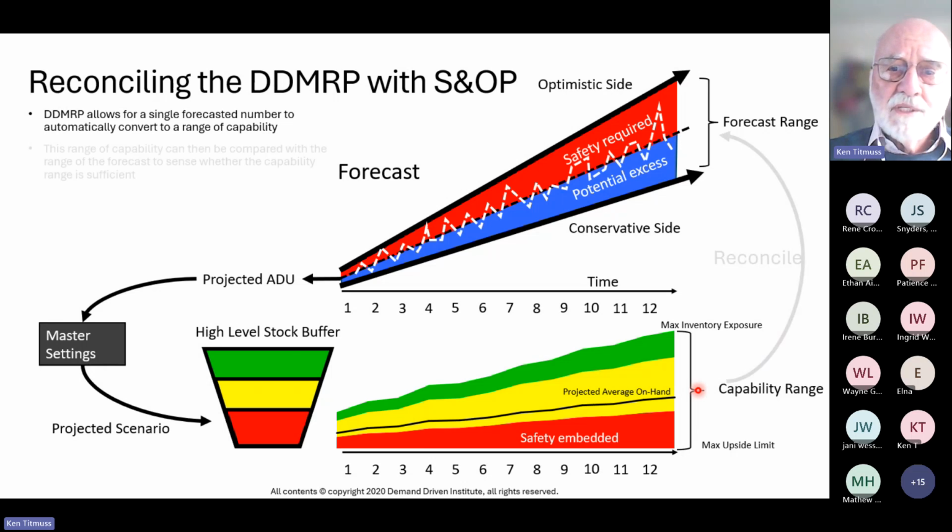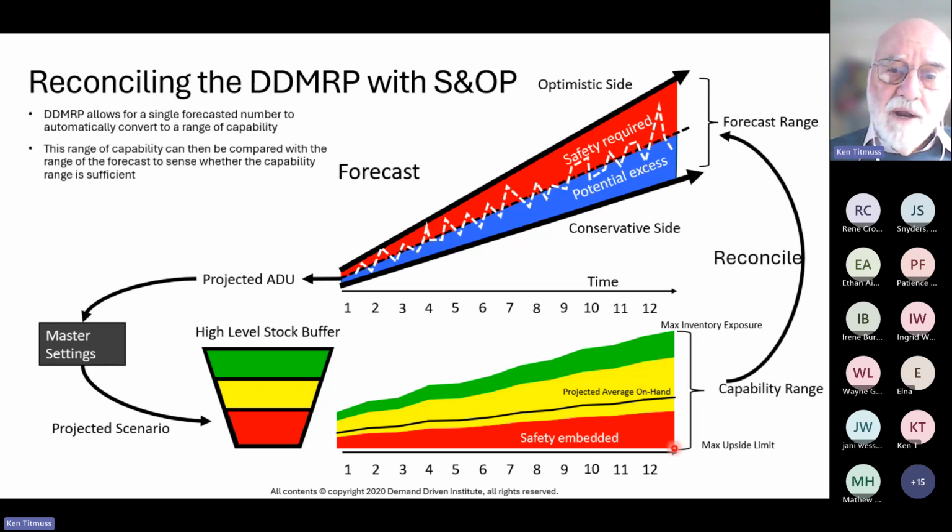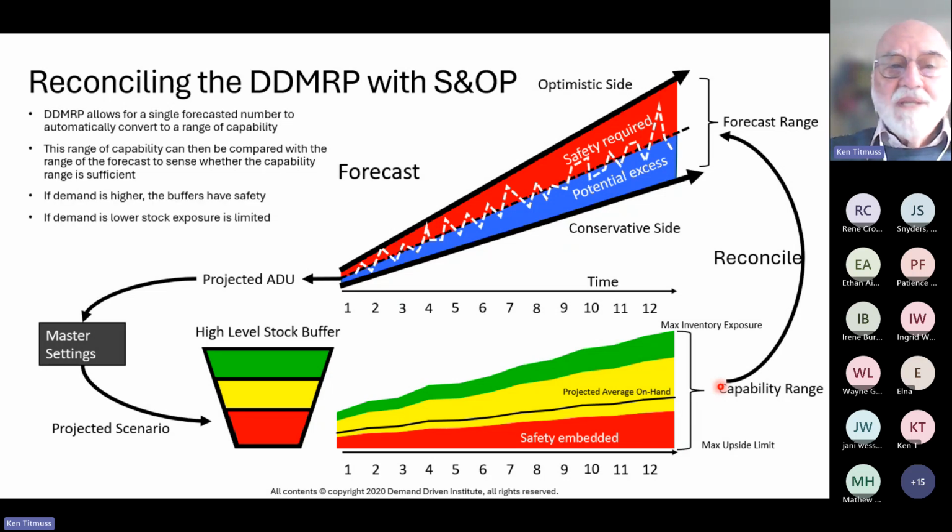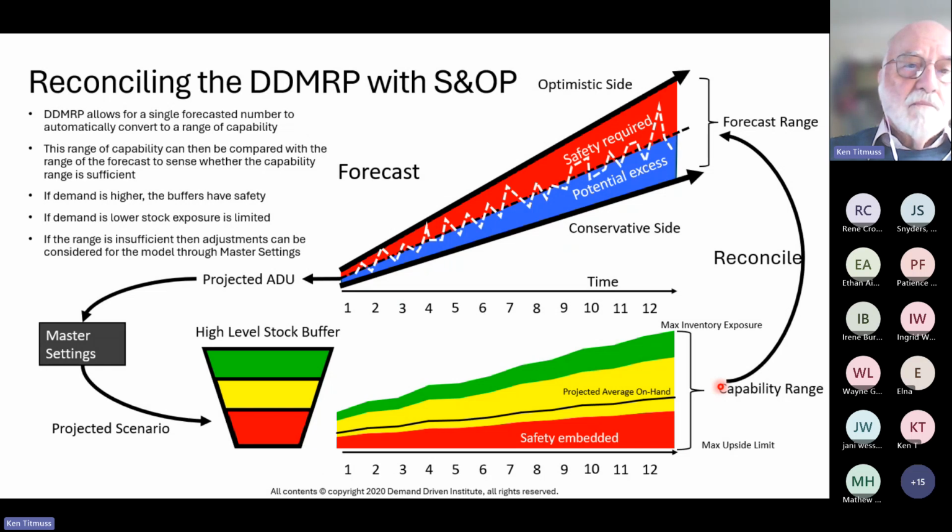But the beauty here is that we have a capability range in our buffer which we can reconcile with the forecast range in our sales and operations planning process. So the maximum inventory exposure, if things go pear-shaped and we don't sell anything, is your top of green. If we do exceptionally well, we can start eating into our red zones down here. So this is the maximum upside limit. So we can reconcile this capability range in our buffer with the forecast range in our sales and operations planning, which we'd never been able to do before.